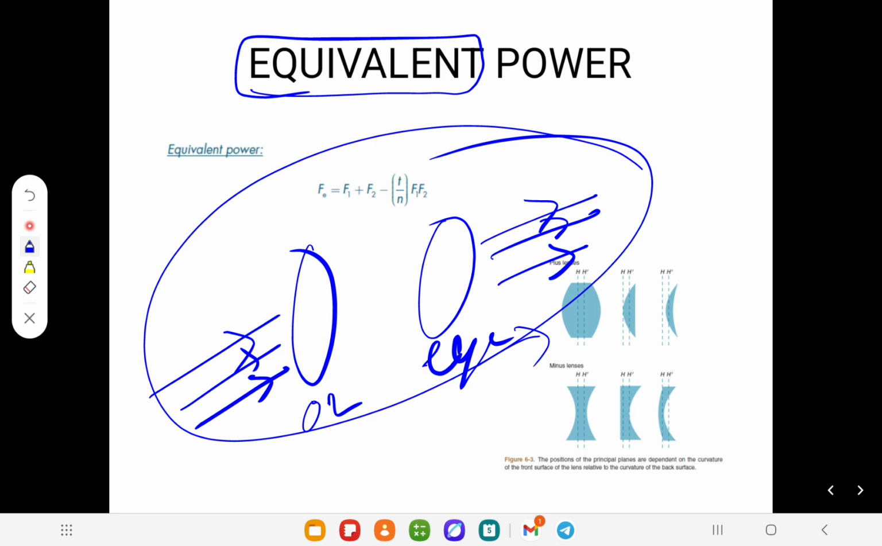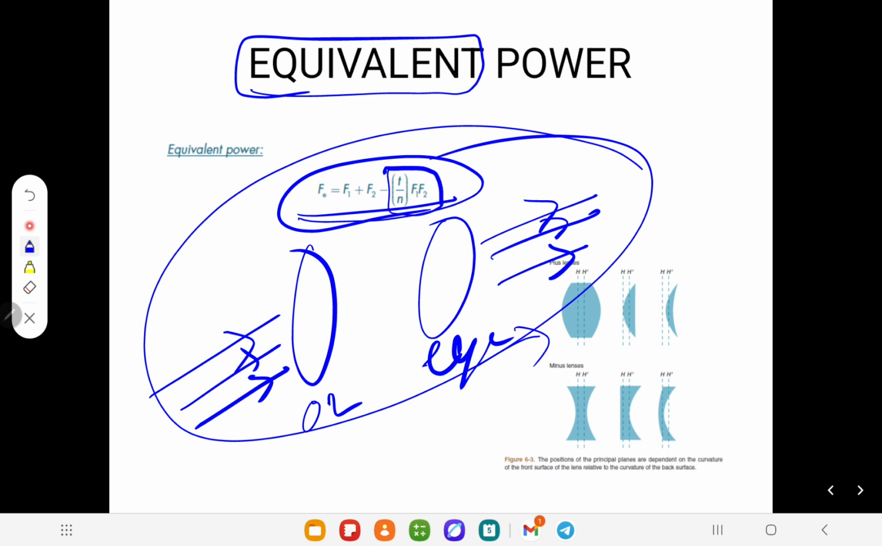So what do you mean by equivalent power? If you replace the whole system with one surface lens, or one surface power, or only one power, in that case you need the equivalent power. And equivalent power is always measured, in the case of a thick lens, from the principal plane. It's centrally important to understand equivalent power. So this formula and playing with this third term is very important.